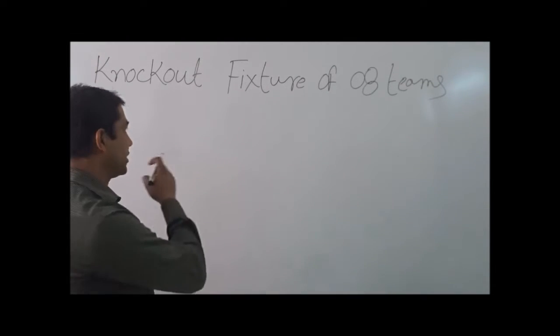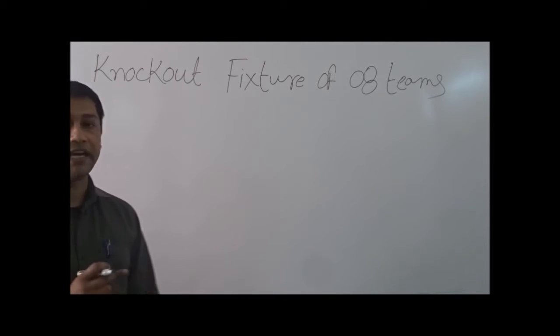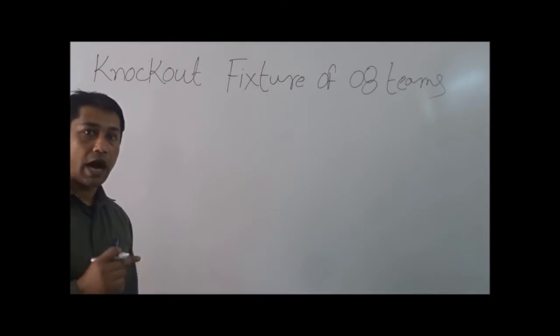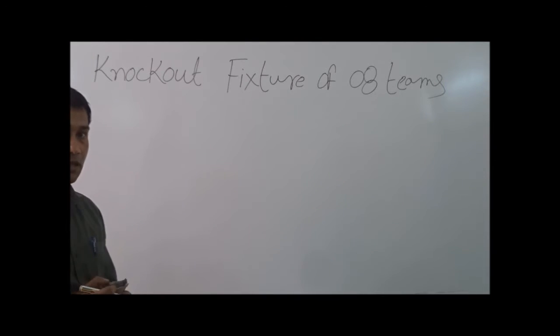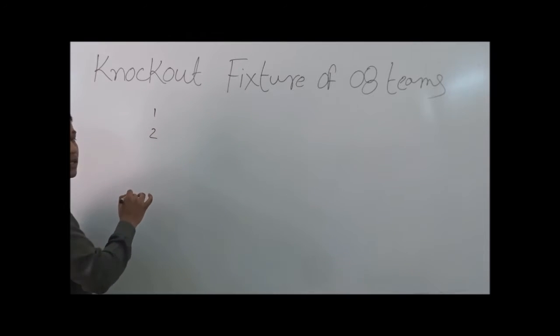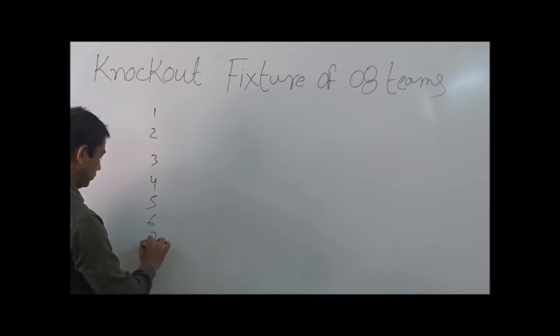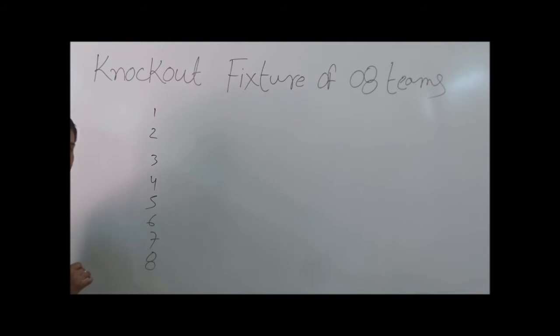So first of all, as you see on the board, the question is written, that is knockout fixture of 8 teams. So how to draw fixtures? First of all, we need to write down the teams vertically. Likewise, 1 to 8 vertically.